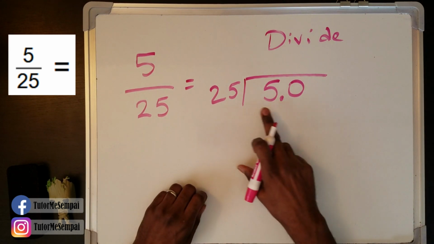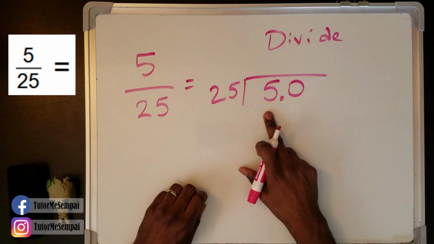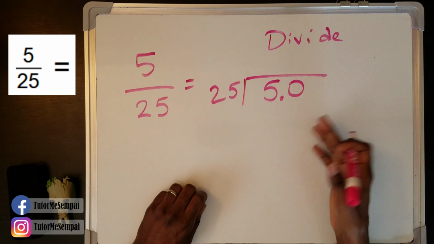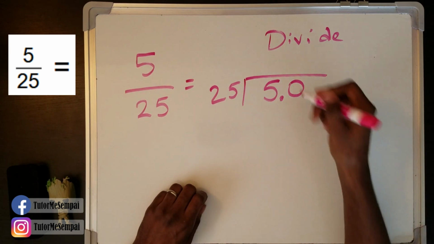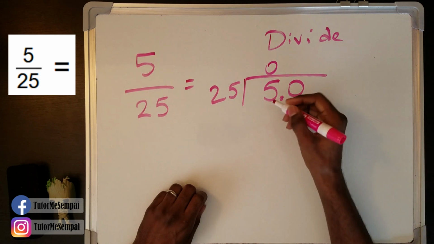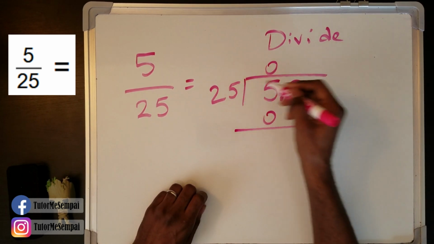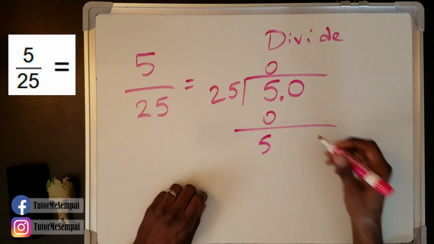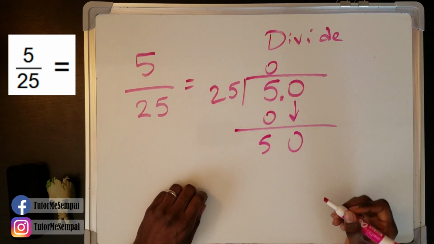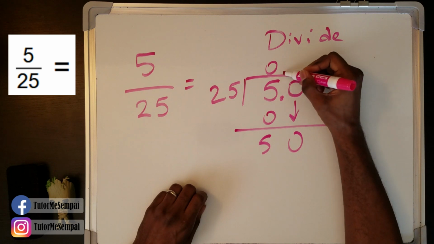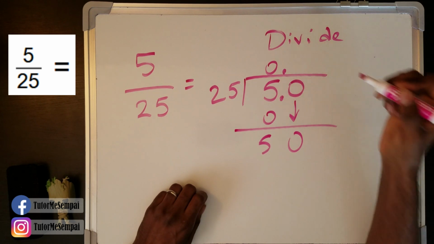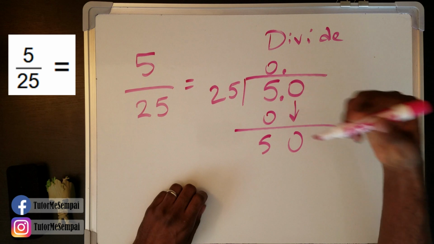So 25 doesn't go into 5, right? So we're not going to put anything here, or if you used to my last video, I put a 0 here, just to kind of reiterate that this doesn't have anything, right? 0 times 25 gives you that, so you bring down that 5, and then you bring down the 0 here. However, this decimal is going to have to make its way on top, just like this, right over itself. And then we can move forward, right?